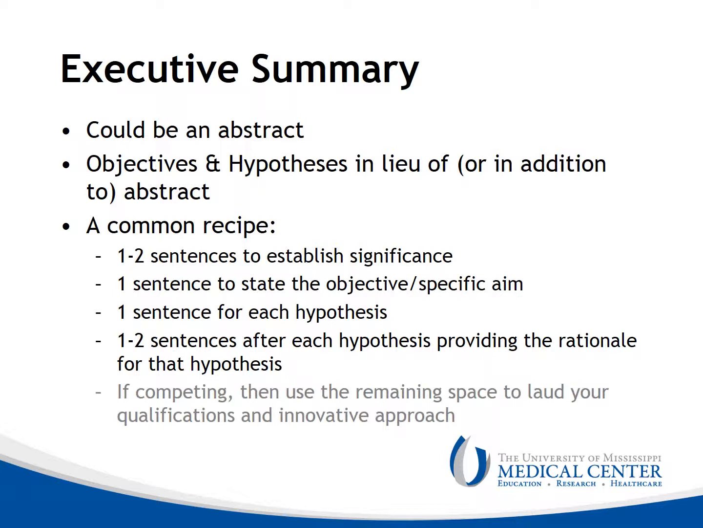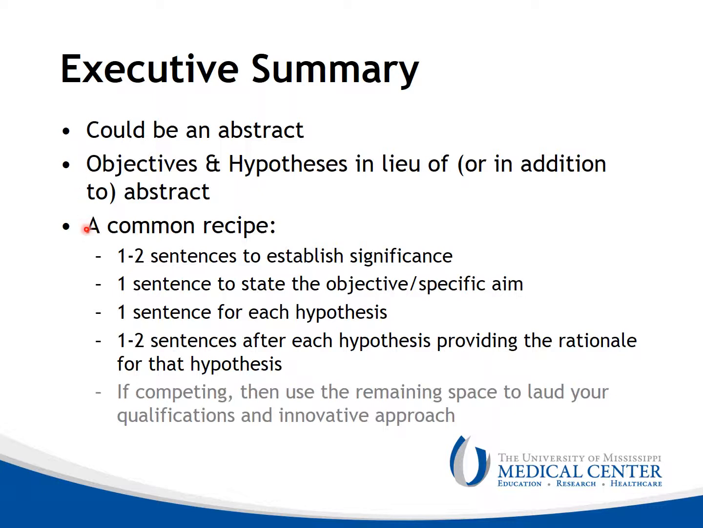The executive summary. An executive summary has a wide variety of structures depending on the reason you're writing the research proposal. It could be simply an abstract, and it could be a specific aims page that lists the objectives and hypotheses of the study. And in some research proposals, we find both an abstract and a specific aims page. It depends on who your audience is going to be, and whether or not you're competing for government funding for your project.